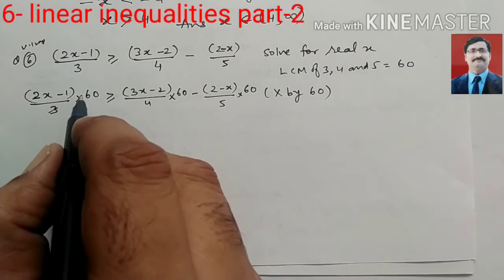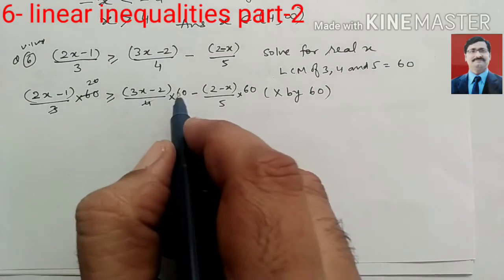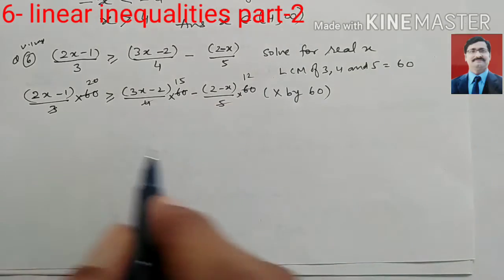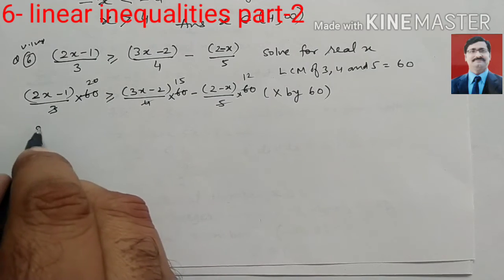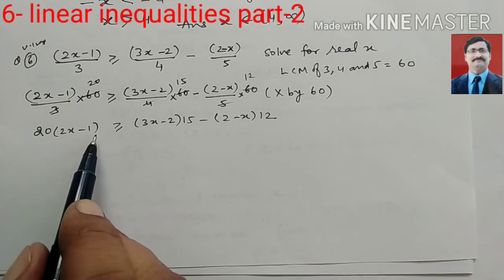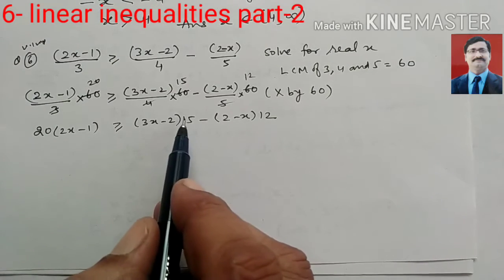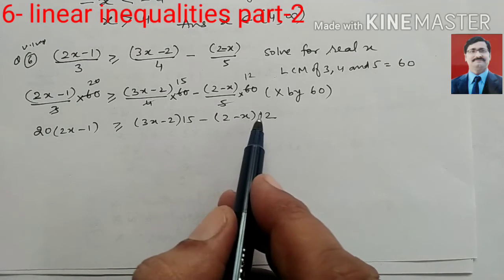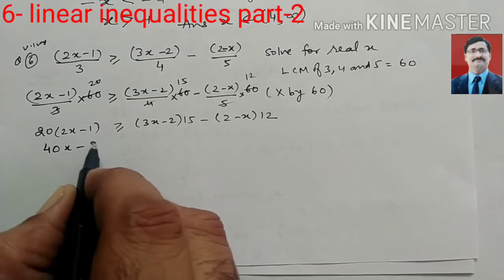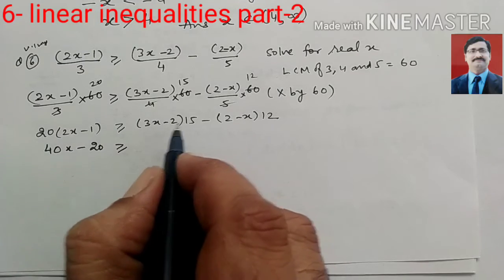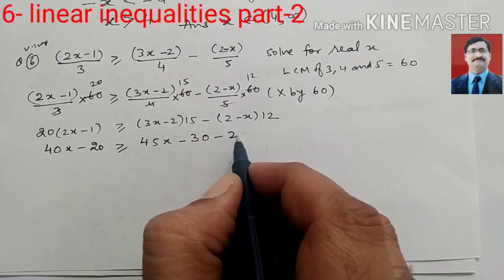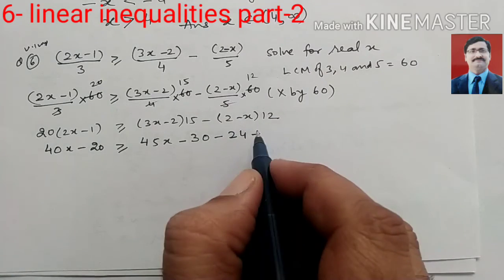Now we can cancel: 3 into 60 gives 20, 4 into 60 gives 15, and 5 into 60 gives 12. So we get 20(2x minus 1) greater than or equal to 15(3x minus 2) minus 12 into (2 minus x). Now we multiply: we get 40x minus 20 greater than or equal to 45x minus 30 minus 24, and minus into minus is plus 12x.